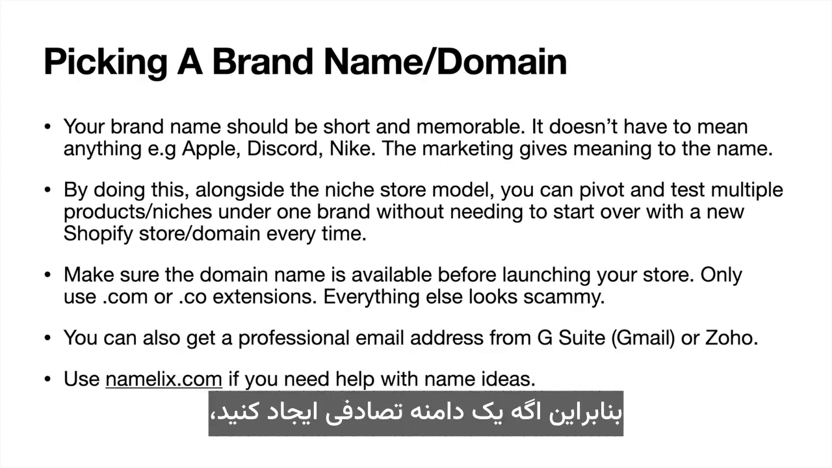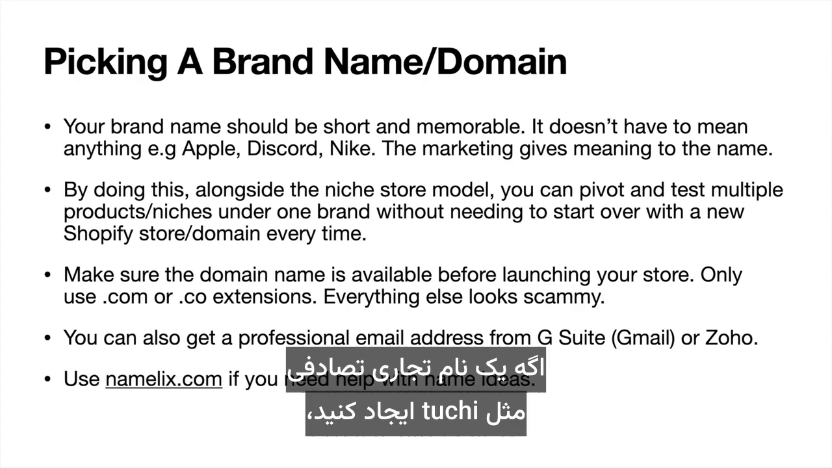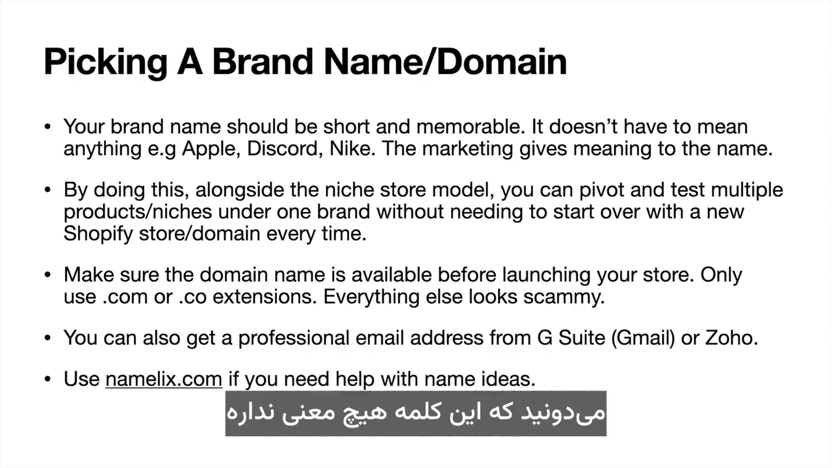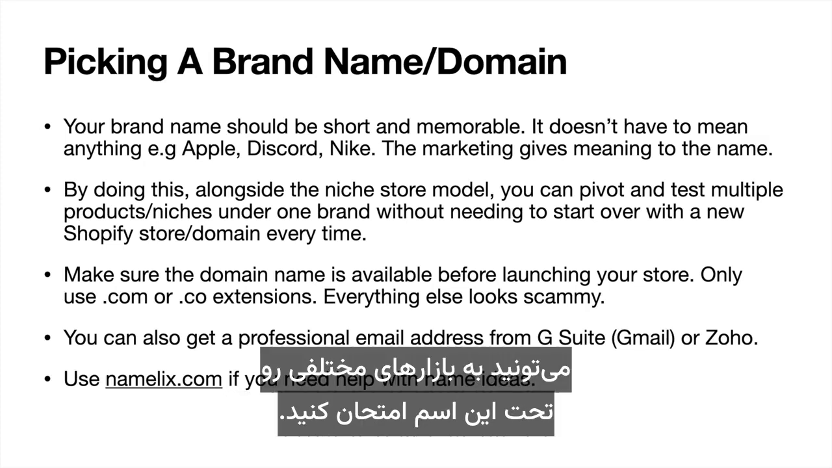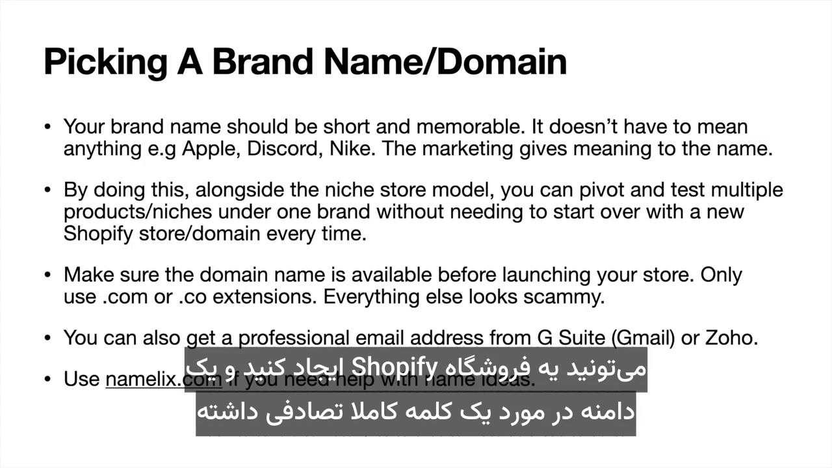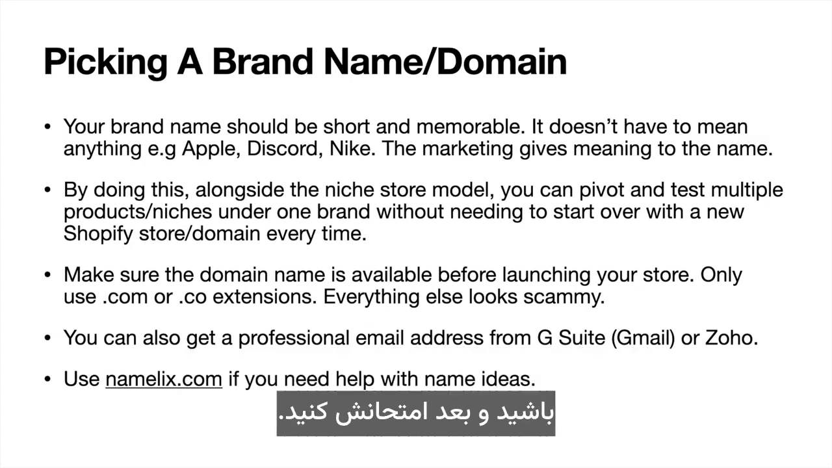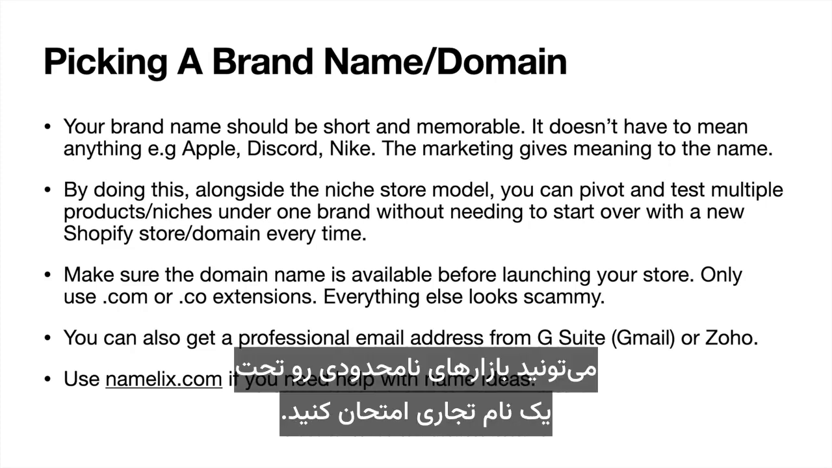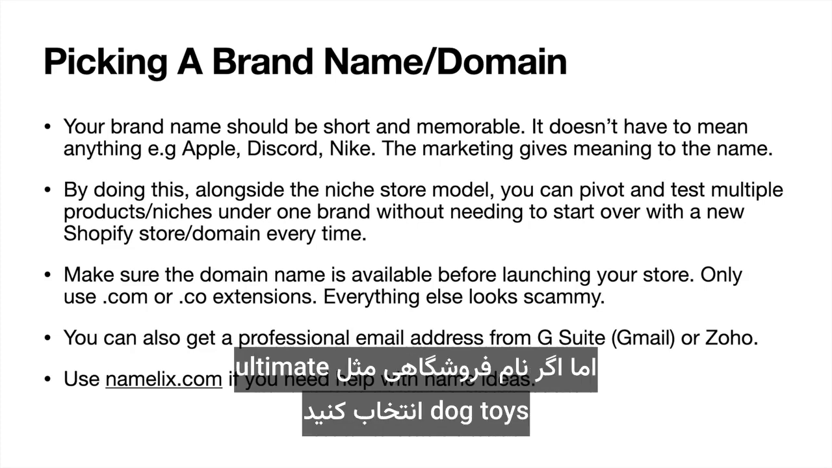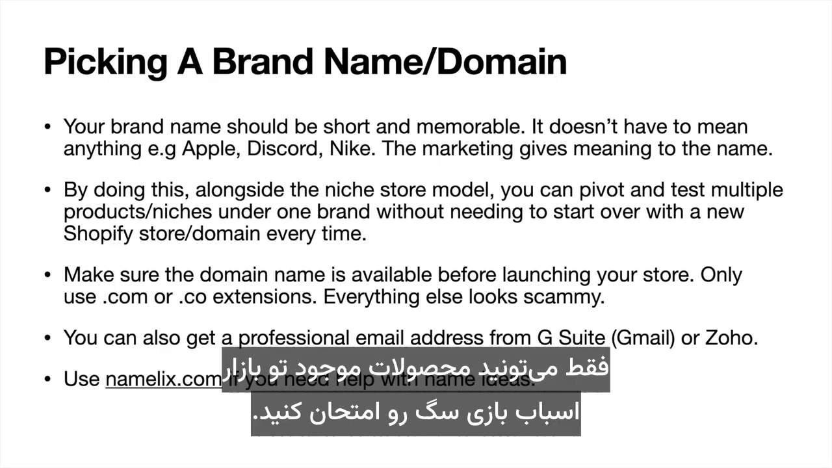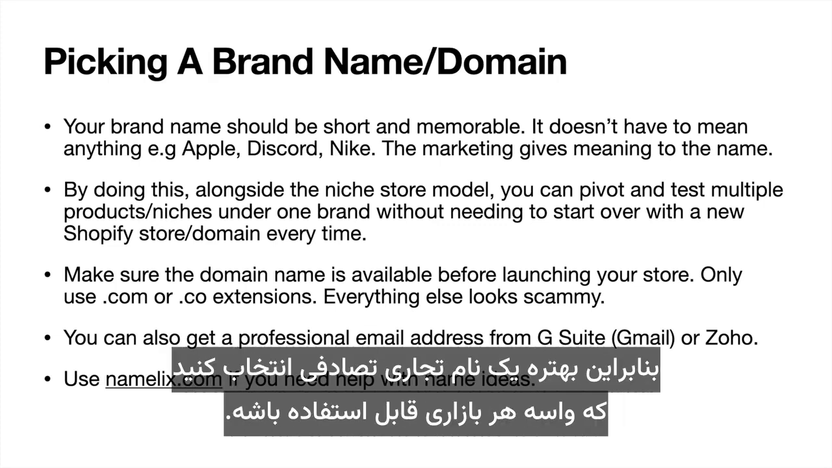If you create a random brand name such as Tucci, for example, a word that means absolutely nothing, you can keep testing different niches under that brand. You can create a Shopify store and have a domain regarding a completely random word and then test the cat niche, the dog niche, the beauty niche. You can test unlimited niches under one brand name. Whereas if you pick a store name such as Ultimate Dog Toys, for example, you can only test products in the dog toys niche. So it's best to pick a random brand name that can be applicable to any niche.